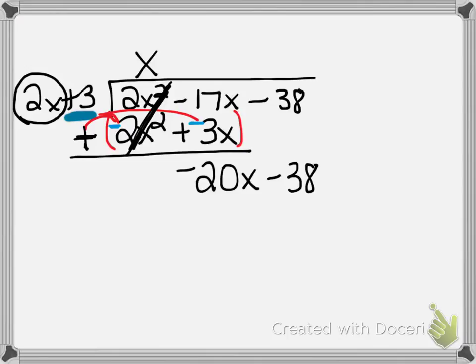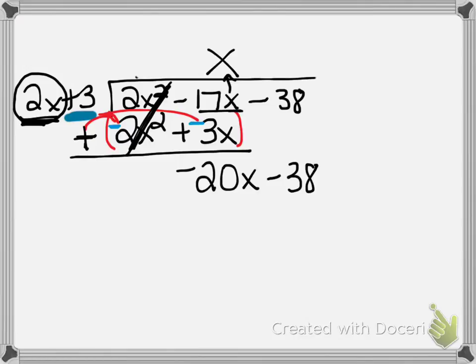So again, your goal is that this first term will end up totally eliminated. So now the next step is I have to ask myself, what times 2x gives me negative 20x? Well, negative 10 times 2x gives me negative 20x. And you know what I just realized? I should not have put this x here. This x should go here because they should all be lined up. This is a linear term and that should be a linear term. I apologize for that.